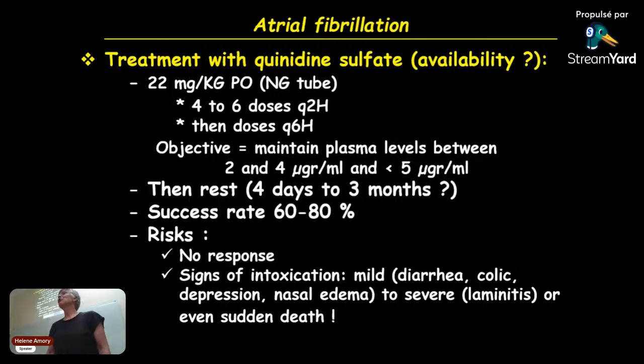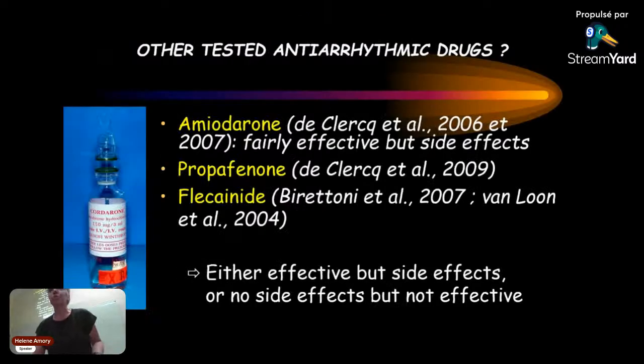Thus, you announce to the owner, okay, we can treat the horse. If we are successful, the horse will be completely healthy and will return to normal performance, but maybe he will die during the treatment. Then some owners hesitated to do that. Now the problem is that we no longer have this molecule, this drug, on the market in Europe. And then we had to change, okay? And in the literature, you will find a lot of different anti-arrhythmic drugs.